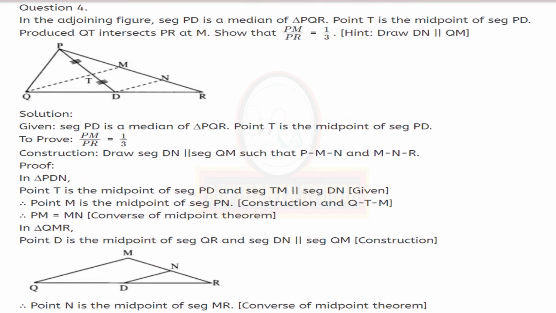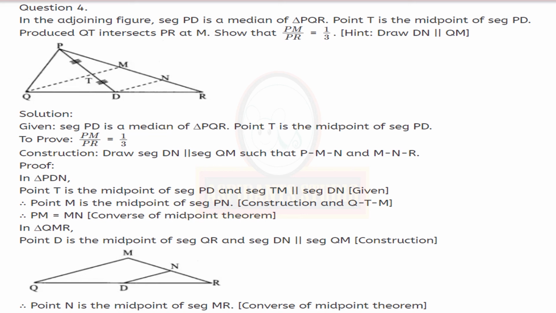Now, coming to question number 4. Segment PD is the median of triangle PQR. Point T is the midpoint of segment PD. You have to prove PM upon PR is equal to 1 upon 3. You have to make the construction. Draw segment DN parallel to segment QM.